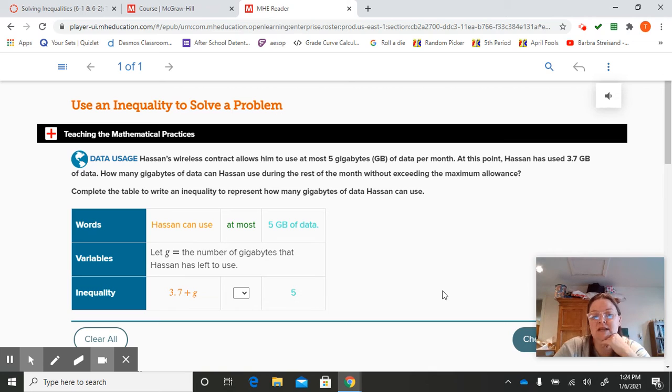So if G represents the amount he has left, that plus what he's used, the 3.7, has to be equal to 5 or remain less than 5. So we're going to be looking at less than or equal to 5.